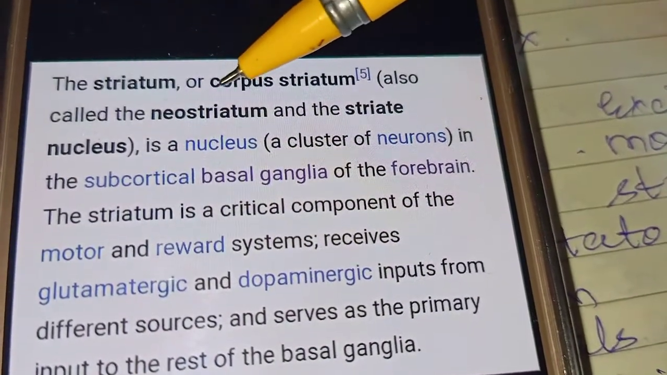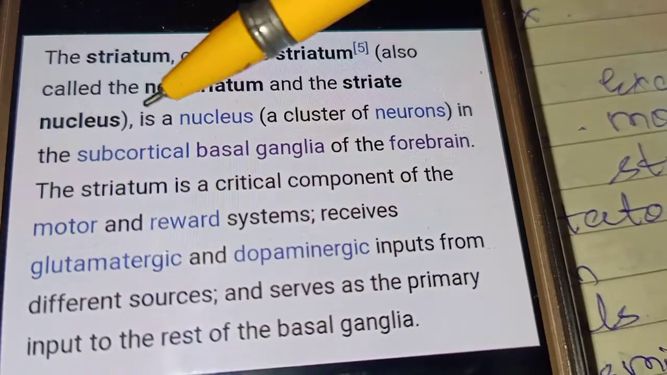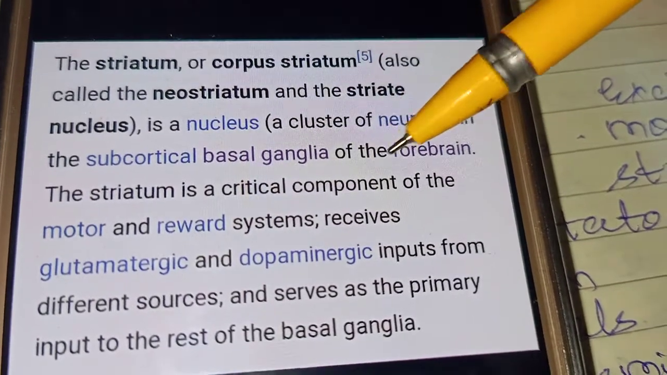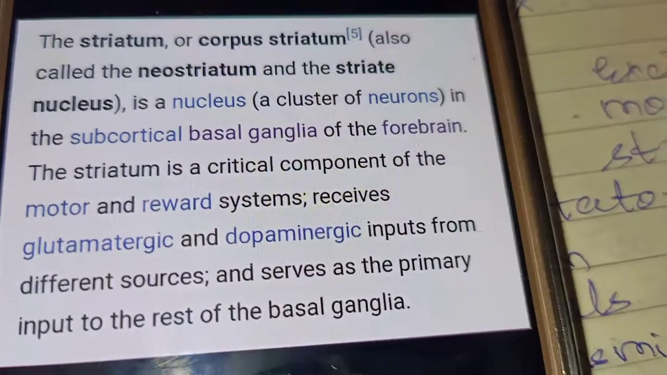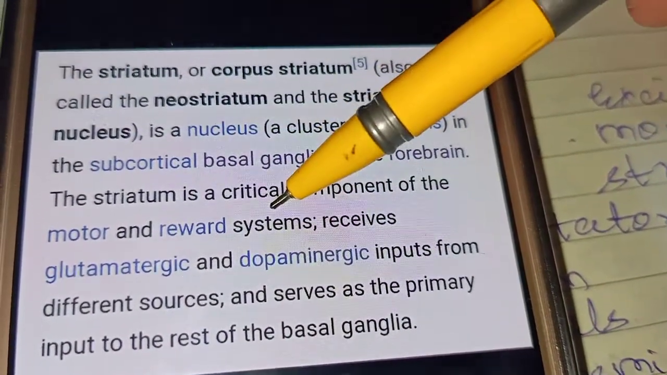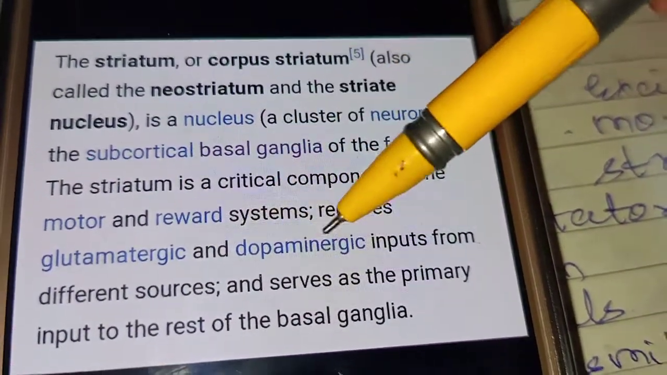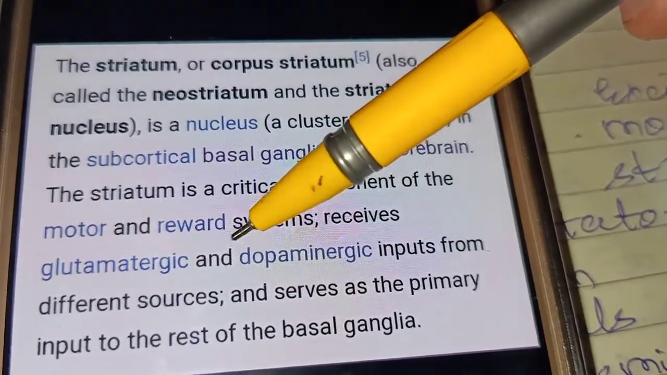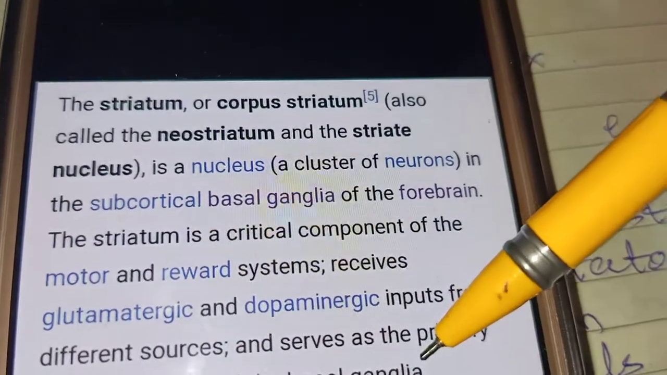This is also called the neostriatum and is a nucleus, or a cluster of neurons, in the subcortical basal ganglia of the forebrain. The striatum is present in the forebrain, which is a component of basal ganglia. The striatum is a critical component of the motor and reward system. It receives glutamatergic and dopaminergic inputs from different sources and serves as the primary input to the rest of the basal ganglia.